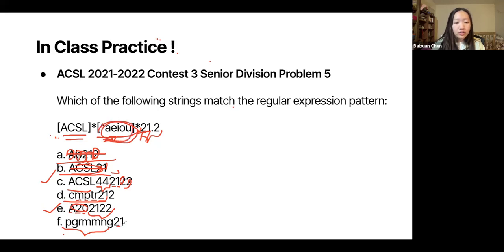And then for the last problem, all of this goes into here. And then we have a 2 and a 1, which are accepted by this and this, but then we need another character to 2. So F will also fail. So the only strings that will work that are accepted by this regular expression pattern are C and E. So are there any questions about this?